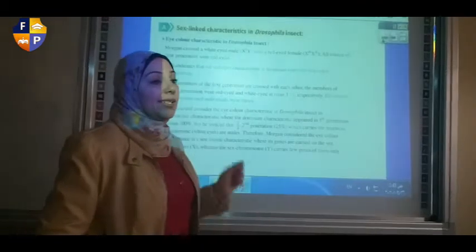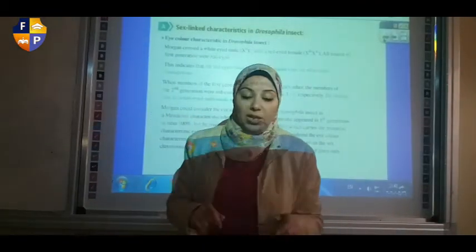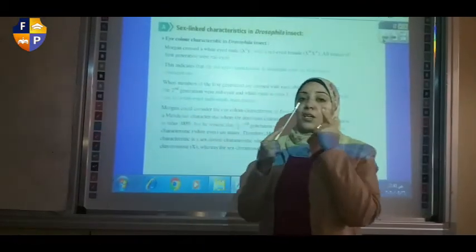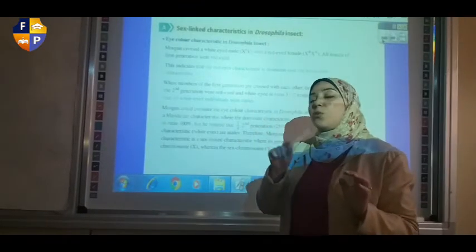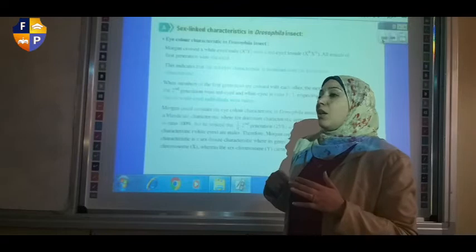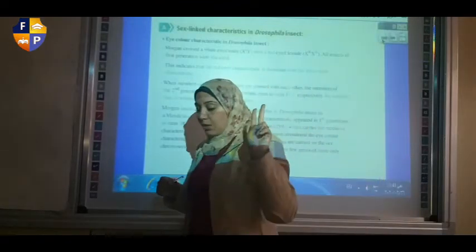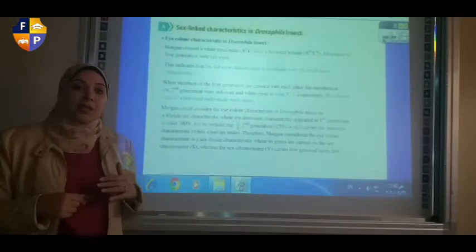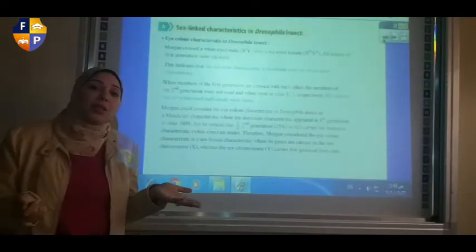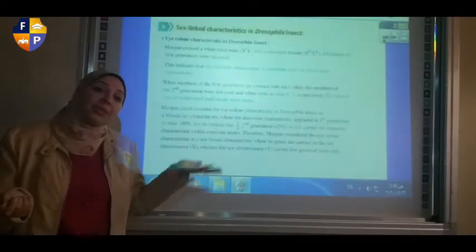This phenomenon was studied by a scientist called Morgan. He studied the color of the eye in the Drosophila insect, also called the fruit fly. The fruit fly carries two colors of eye, which may be red or white. Who can tell me what is the dominant and what is the recessive? I don't know. Let's see.